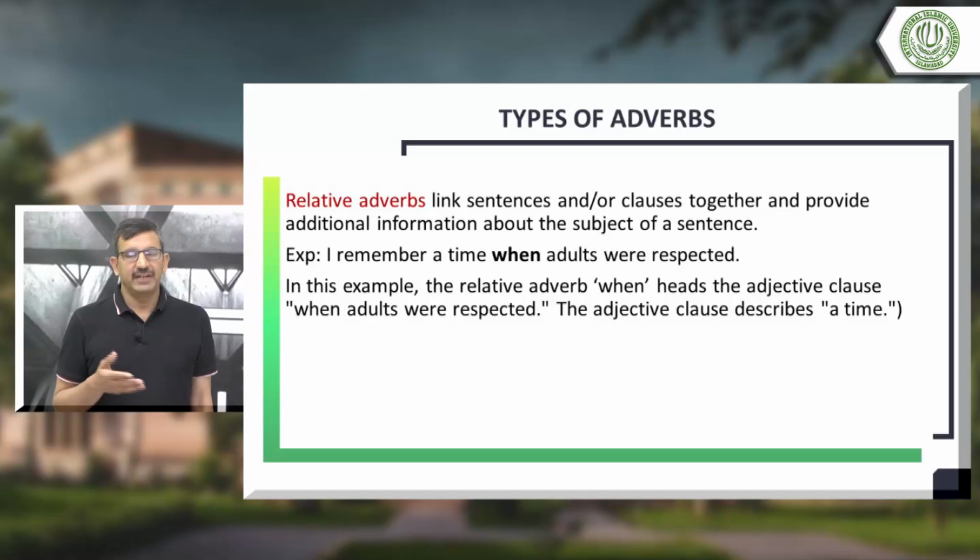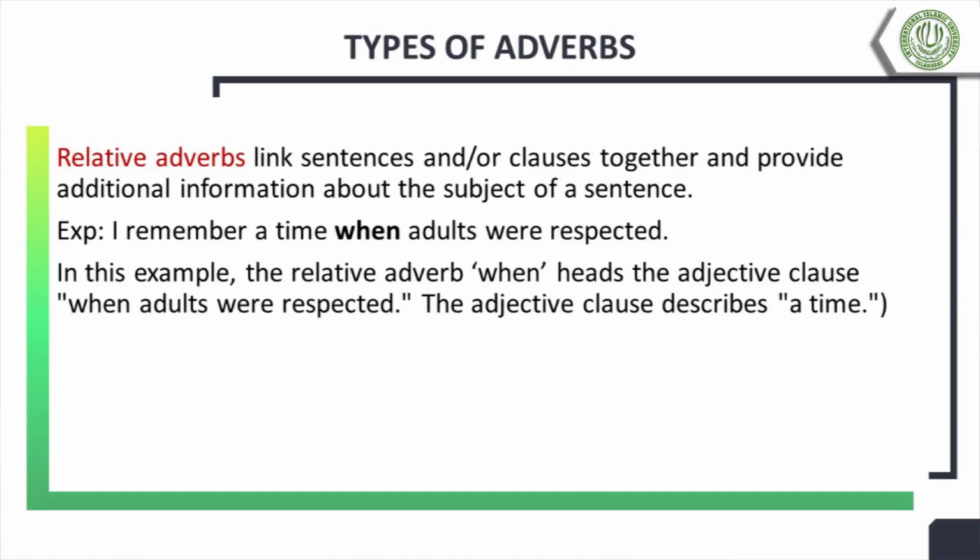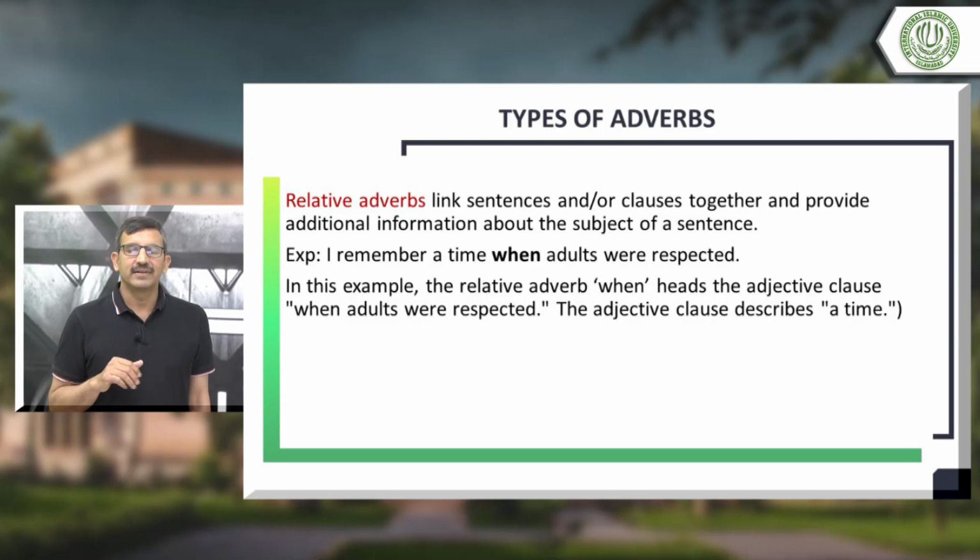The last type of adverbs are relative adverbs. Relative adverbs link the sentences or clauses together and provide additional information about the subject of a sentence. For example, I remember a time when adults were respected. In this example, the relative adverb when heads the adjective clause when adults were respected. The adjective clause defines a time.